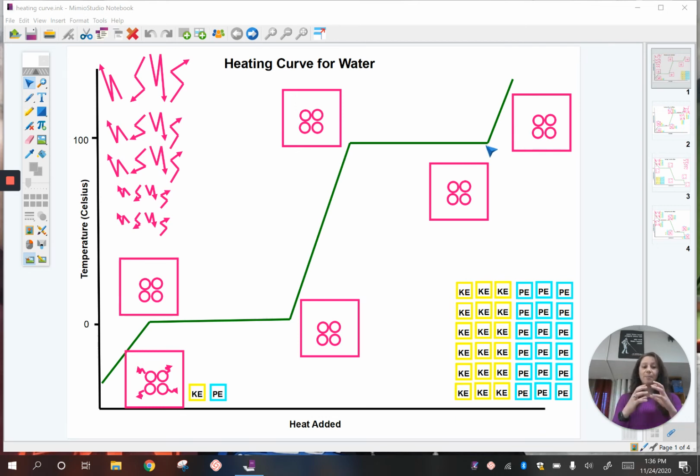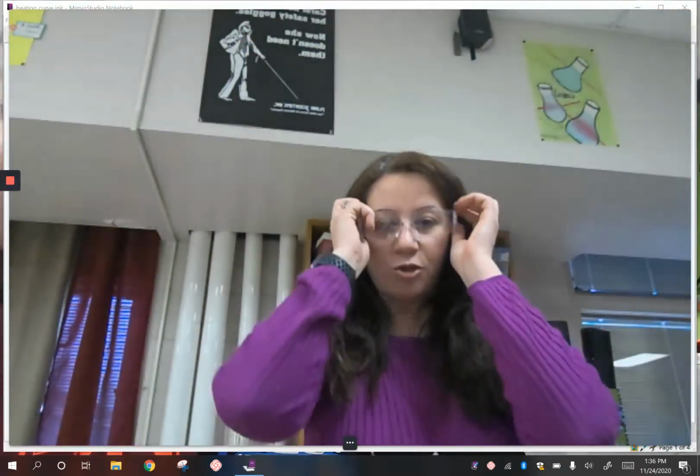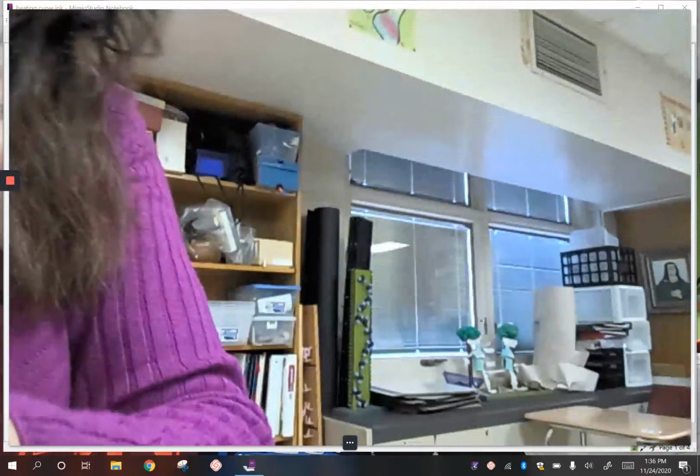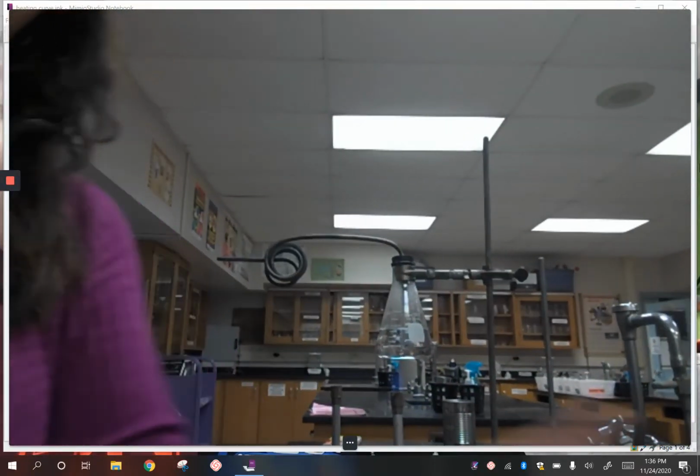Now, if you were to trap that gas somehow, I'm pretty sure you didn't do that in physical science, and heat it up some more, you will see that you can actually heat up that water vapor to higher than 100 Celsius, higher than its boiling point. So I'm going to show you a demo where I heat up some water vapor and turn it into a much higher temperature. So see if I can adjust my camera here. I have an Erlenmeyer flask right here that I have water in it, and it's heating up.